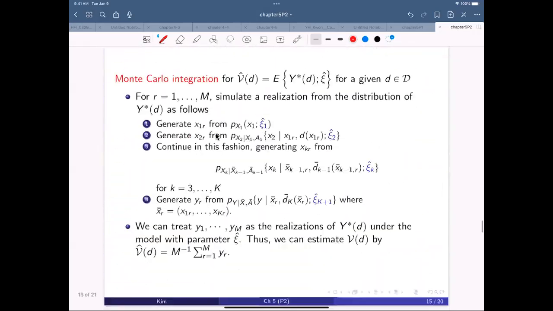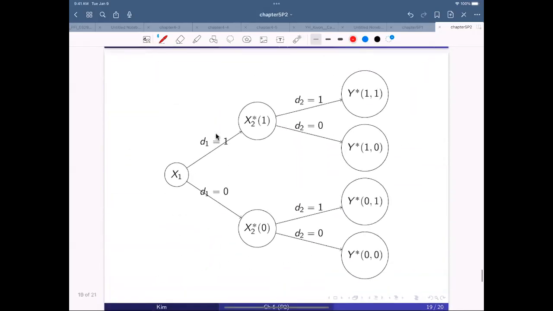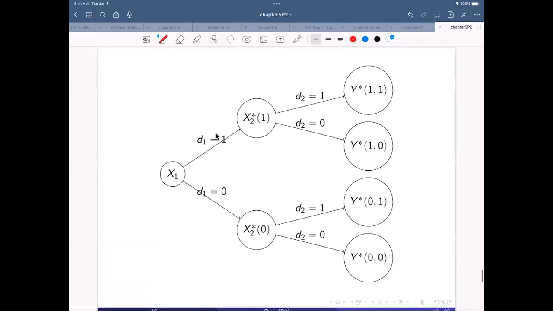Okay, so before I prove it, let me go to this graph to show some illustration of the idea. So basically, you start with X1, right? In the baseline, you just observe X1. Then you maybe want to make a decision based on X1, right? Then basically you have some kind of two paths, but you cannot really go down two paths simultaneously, right?